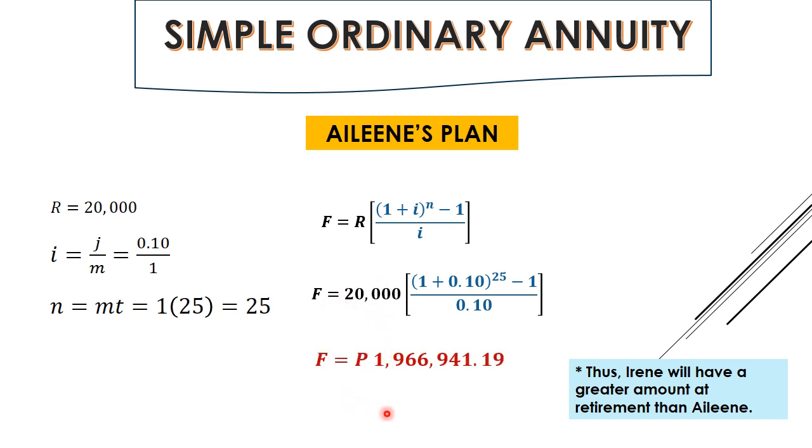We have the future value is 1,966,941.19 pesos. So it means that at the age of 60, Eileen will have an amount of 1,966,941.19 pesos. Thus, we can say that Irene will have a greater amount at retirement than Eileen at the age of 60 years old. It also implies that the earlier you save, the better. So that's how important time is.